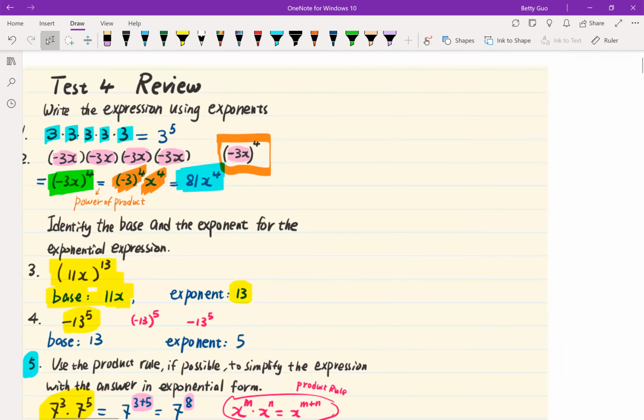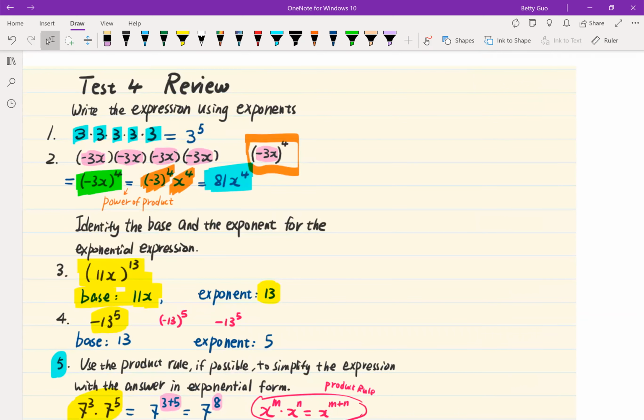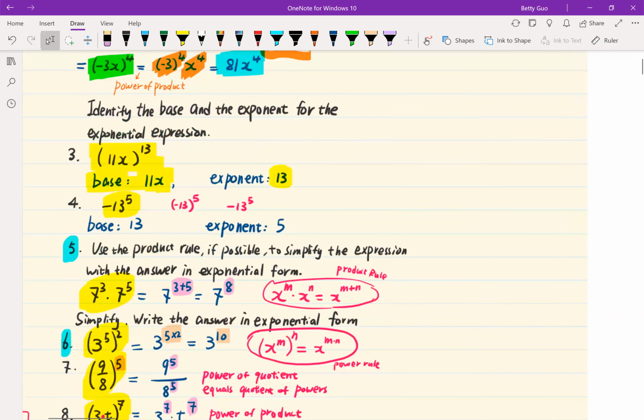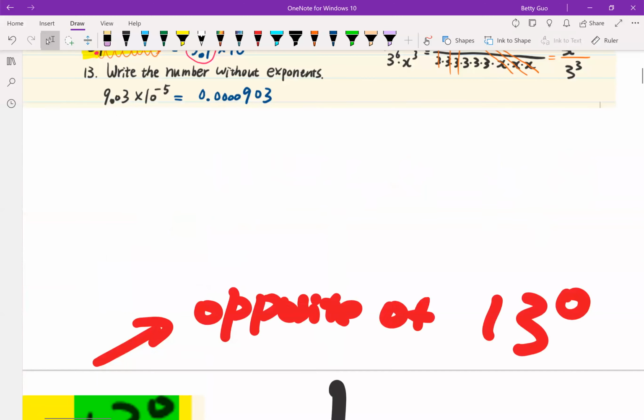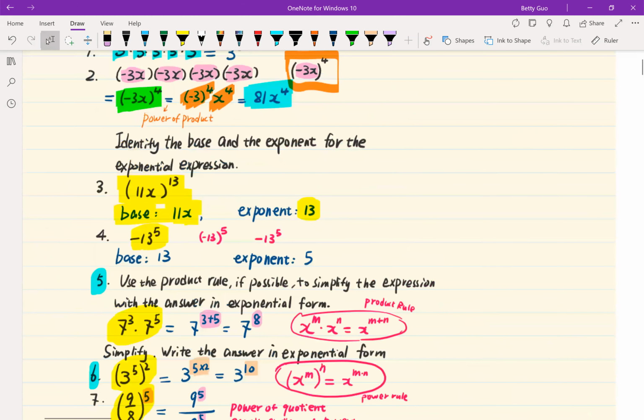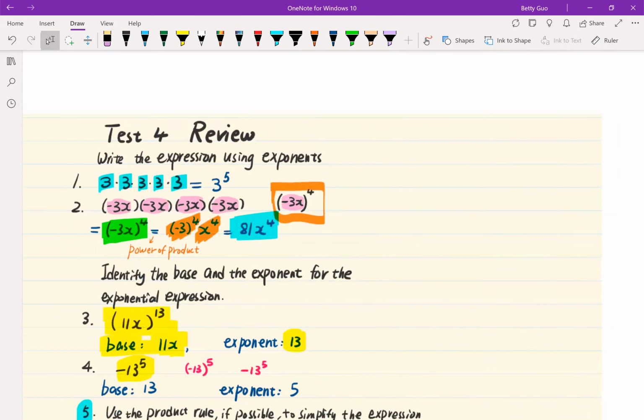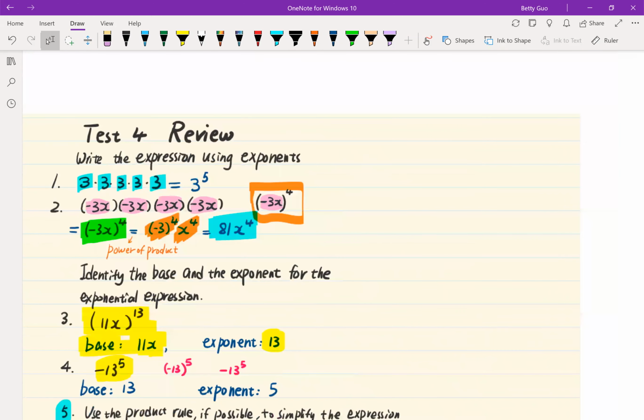Okay, how many questions in test 4 on Monday? I think it's 26 questions. 26 questions. Let's see the first one. First problem.